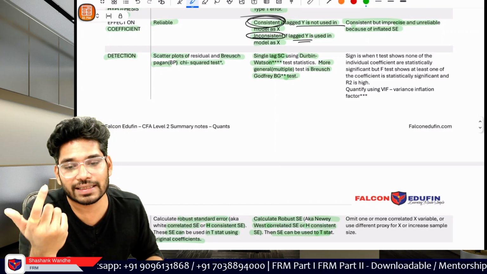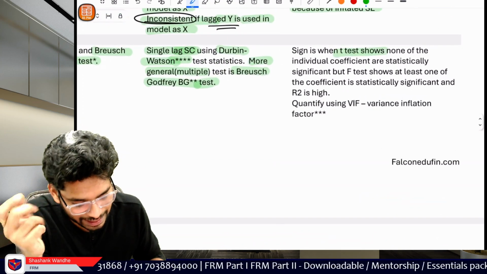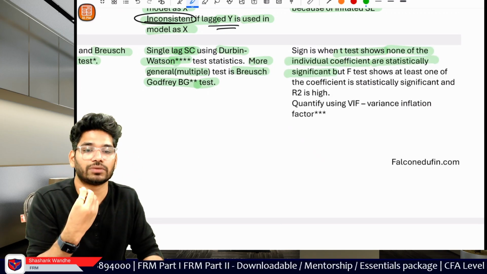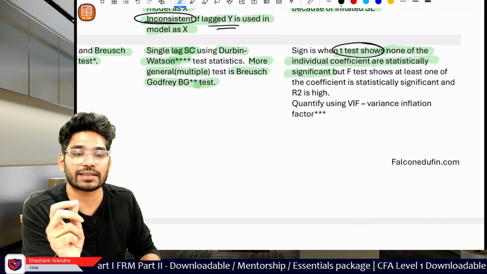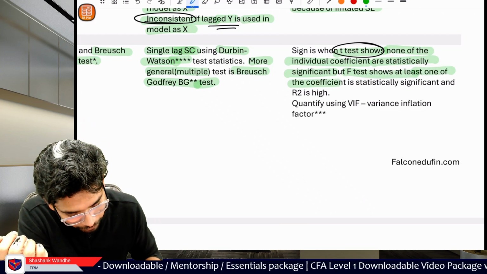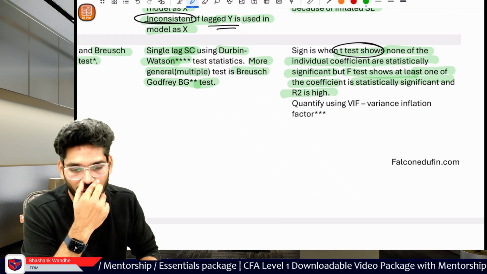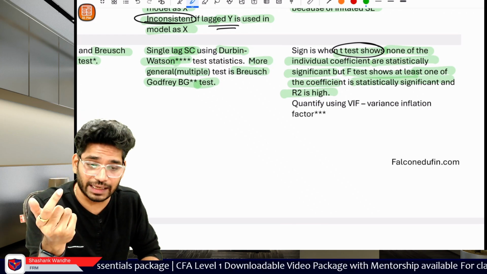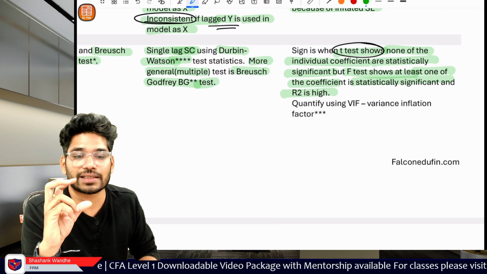Okay, and then how to detect this? How to detect that multicollinearity exists in the model. The sign is when the t-test shows none of the individual coefficients are statistically significant. That is, none of the coefficients are contributing to the model. Your t-test is showing this, but the f-test, when you do the combined testing, shows at least one of the coefficients is statistically significant, and r square is high. So the f-test shows at least one coefficient is statistically significant, and the t-test shows none of the coefficients are statistically significant. Okay, so this is how you detect it.